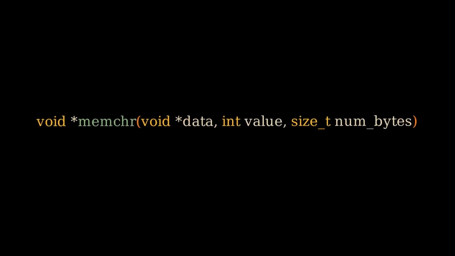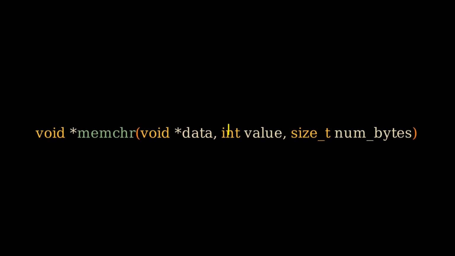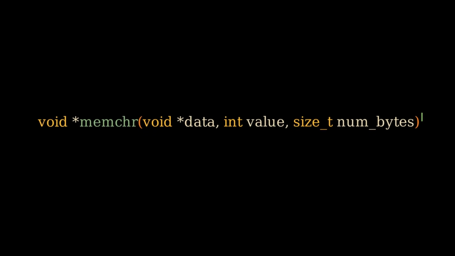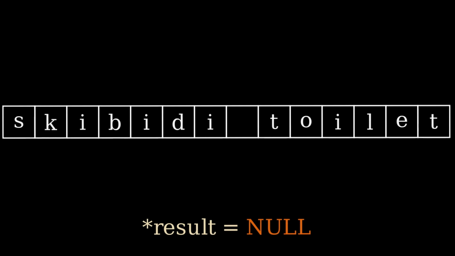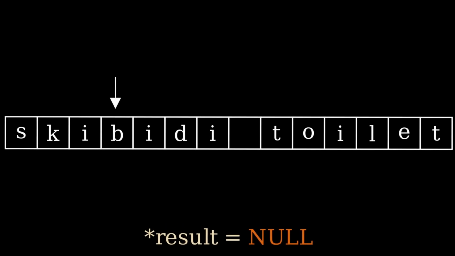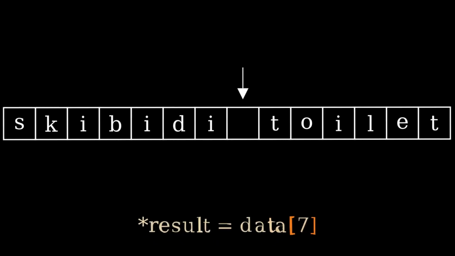Memchr, or memory character search, takes in a pointer to your data, what character you're looking for, as well as how many bytes you actually want to search. It goes through your pointer until it finds the character you're looking for, returning a pointer to it.